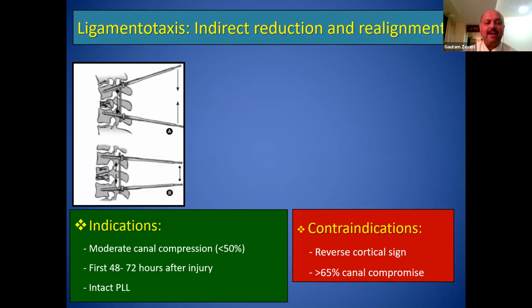In patients who have an intact posterior longitudinal ligament, if distraction is applied, the posterior longitudinal ligament becomes taut, and this then pushes the retropulsed bone backwards into its original place. This procedure can be used in patients who have intact PLL within the first 48 to 72 hours after the injury, and those who have a moderate spinal canal compression, which is less than 50%. In patients where the spinal canal compromise is more than 65%, this procedure is not recommended for decompression.